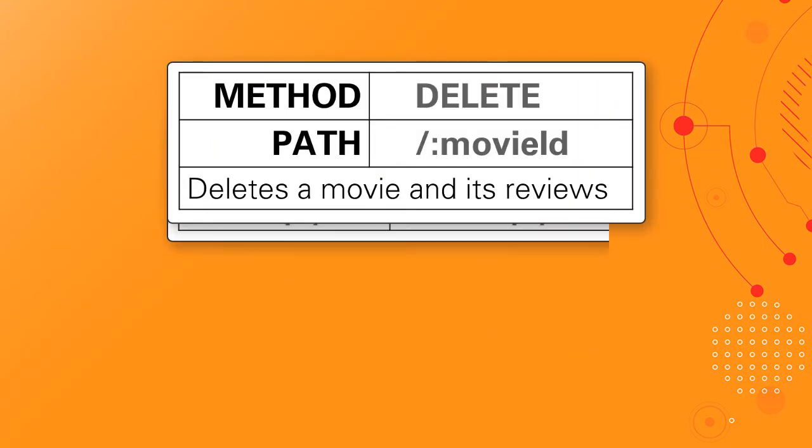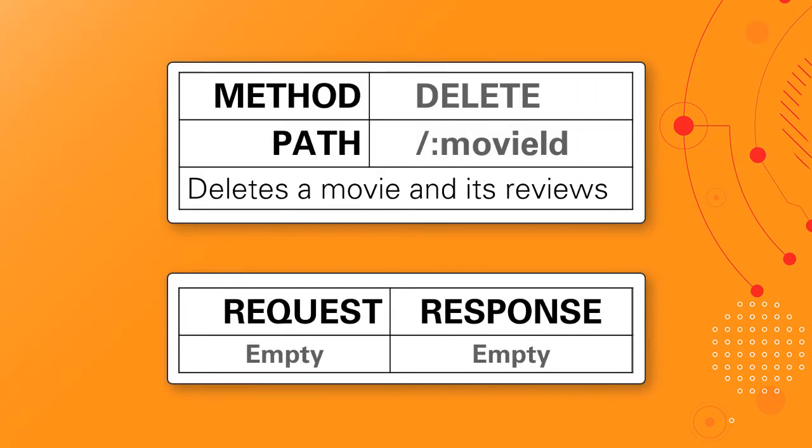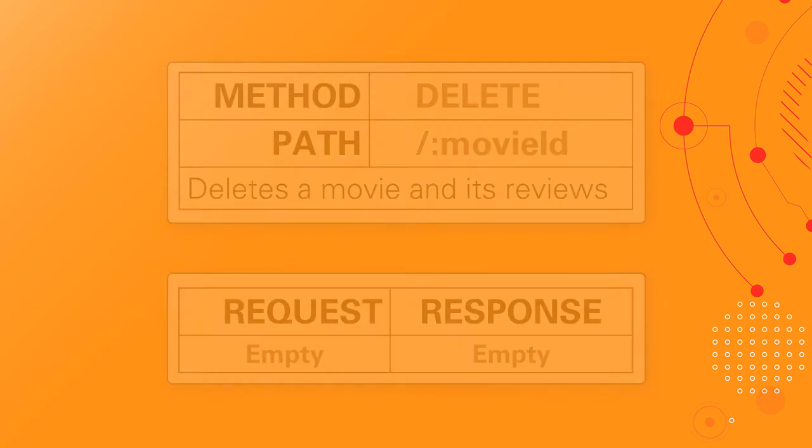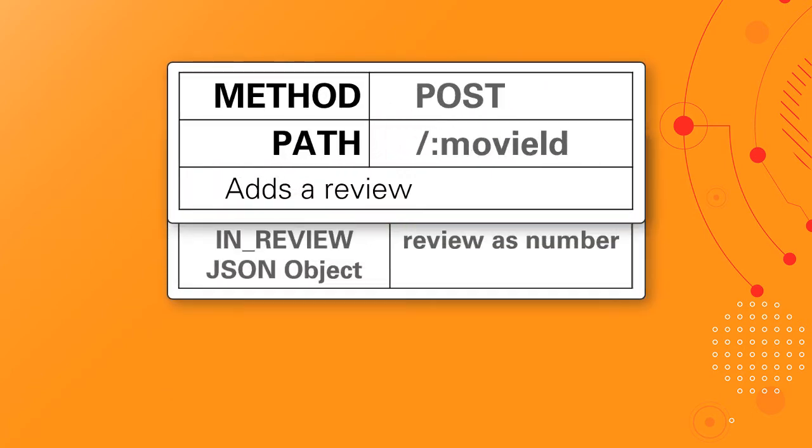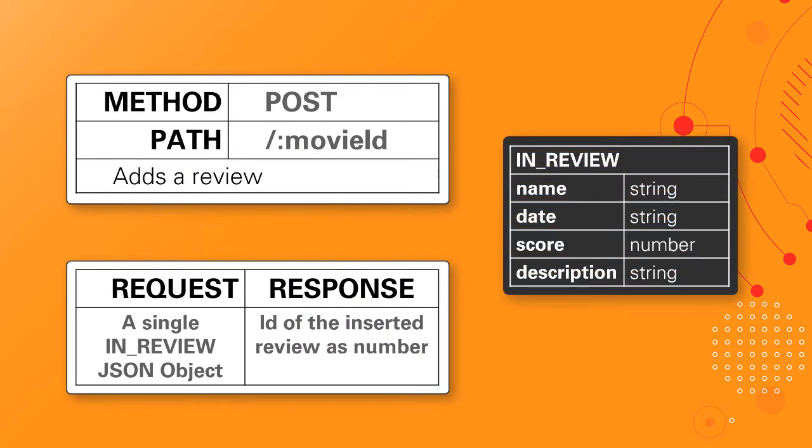DELETE should delete the movie along with its reviews, empty request and response. The only data I need is the ID that is provided in the URL path. Now, the POST inside a movie. This operation adds a new review. The request contains a JSON object of the review with the attributes name, date, score, and description. The response is the ID of the inserted review.